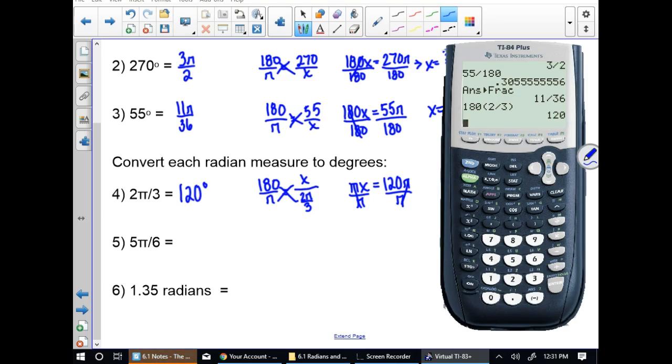For number 5, you've got 180 over pi equals x over 5 pi over 6. Cross multiply here, you'll get pi times x equals, let's see, 180 times 5/6. It's going to give us 150, so 150 pi. Then the pi's just cancel on both sides, so we get 150.